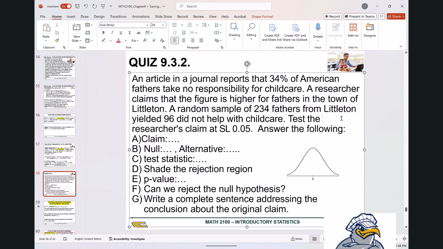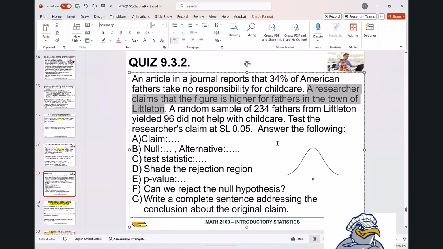Answer the following. So now you just need to fill in the blanks. What is the claim? What is the null hypothesis? The alternative? What test statistic? Shade the rejection region, and then just follow exactly what is asked, right? So what's the claim here? The claim here is that the figure is higher for Littleton, right?